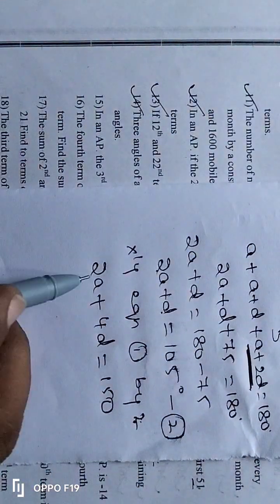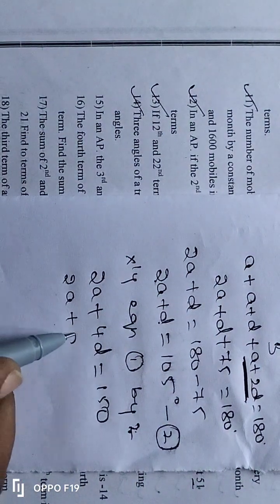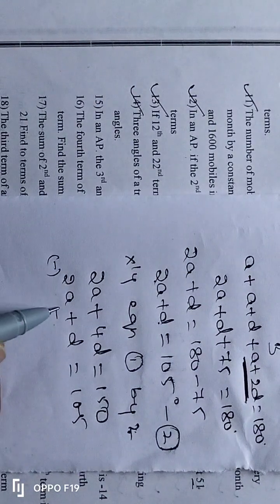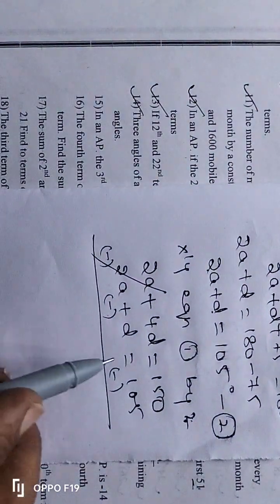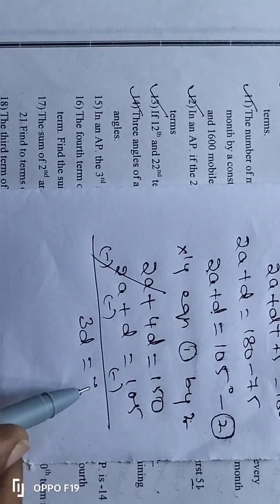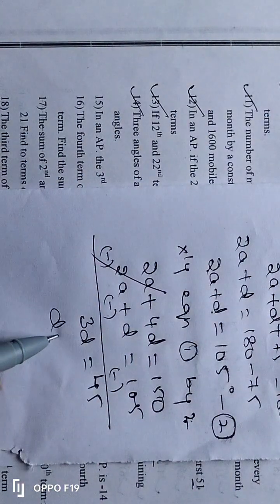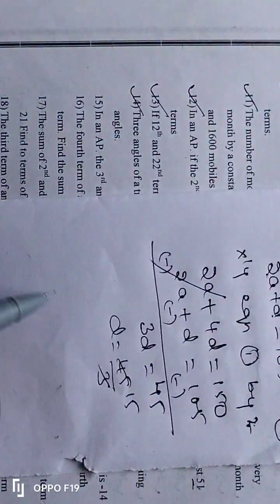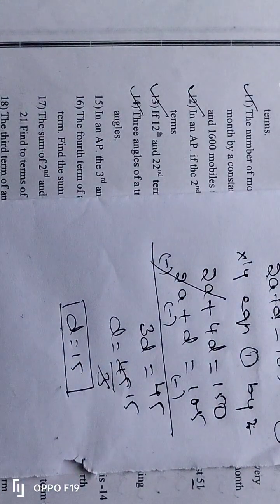Now equation 2, what is equation 2? 2A plus D is equal to 105. So now subtract it: plus becomes minus, plus becomes minus, plus becomes minus. 2A minus 2A cancels. 4D minus 1D is 3D, is equal to 150 minus 105, which is 45. D is equal to 45 by 3. So 3 ones are 3, 3 15s are 45. D is equal to 15 degrees. So D, we got the difference, is 15.